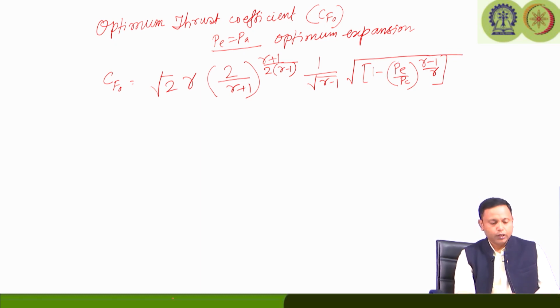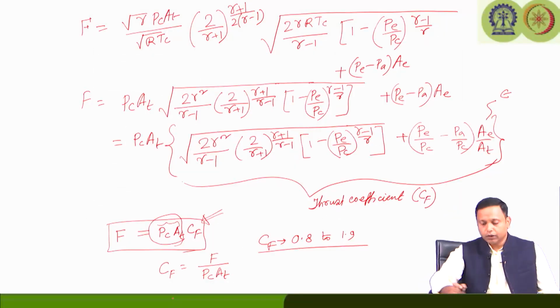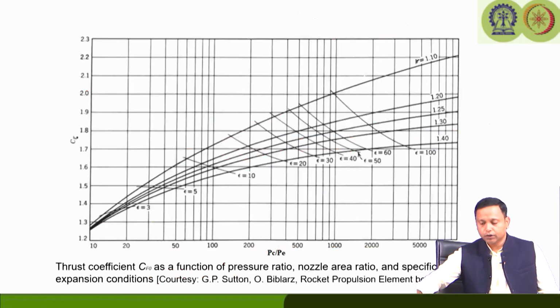So, we can easily write down this equation from the previous one, and we can take out this term, because P equal to Pa. So, this will be neglected. So, we will simply have this one. So, from there we got the thrust coefficient Cf0.